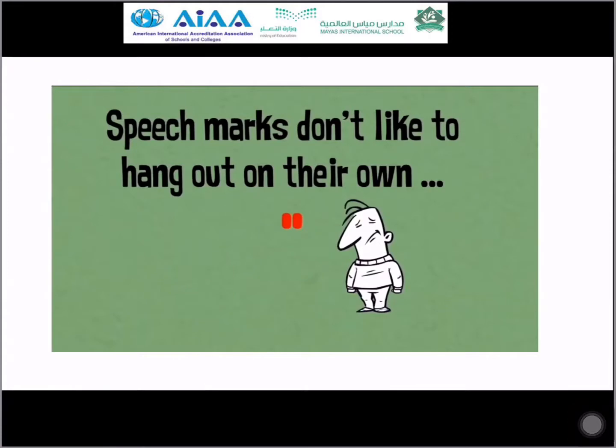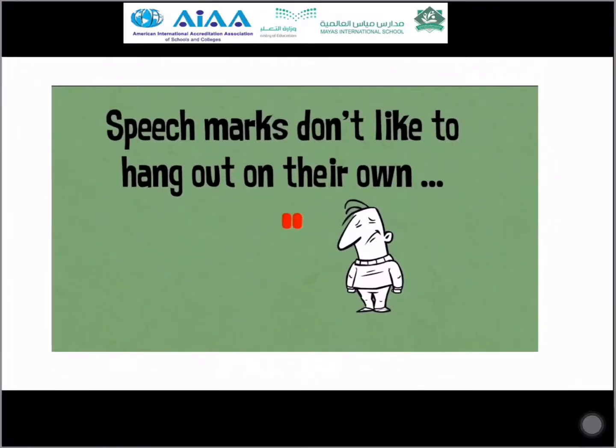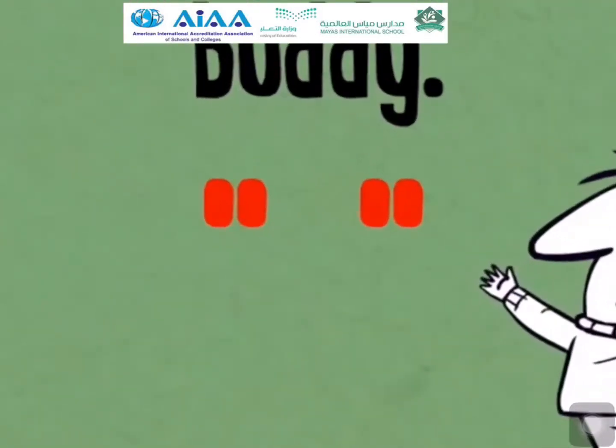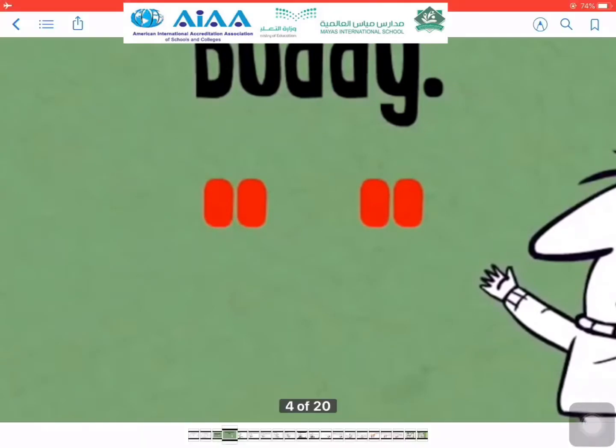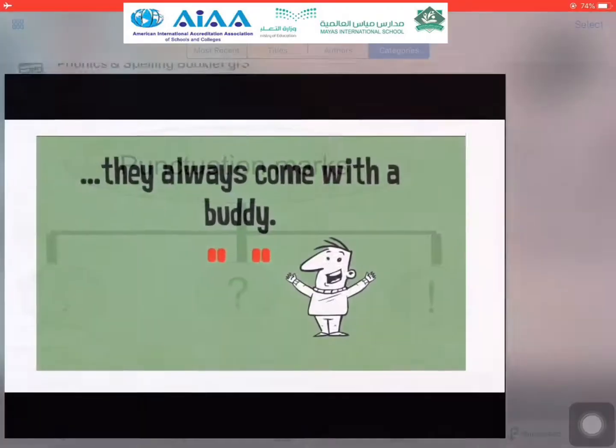Here we said speech marks do not like to hang out on their own. So we don't want only two, we want four of us to hang out together. So can you see? Here we have two at the beginning of the sentence, then two at the end of the sentence.